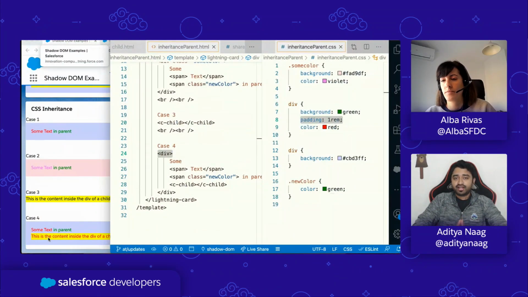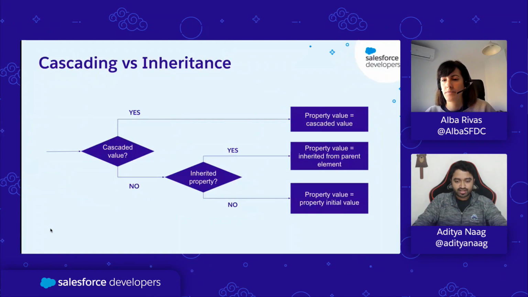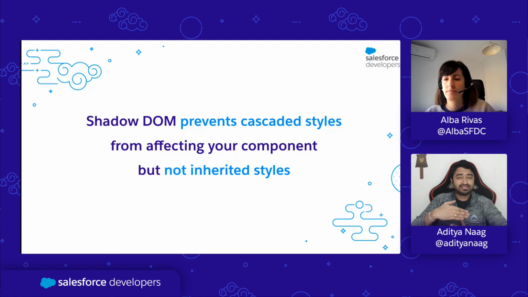So the initial statement that shadow DOM encapsulates all styles is not really true. What is the true statement? Shadow DOM prevents cascaded styles from affecting your component, but not inherited styles. Padding was a cascaded style, which is why it hasn't applied to your child component. But color is an inherited property, so color is inherited through the shadow DOM.